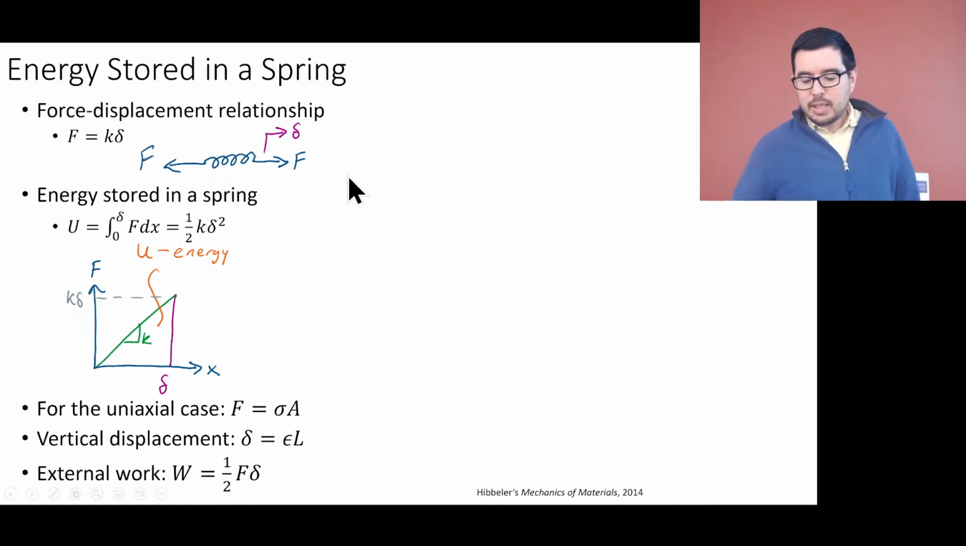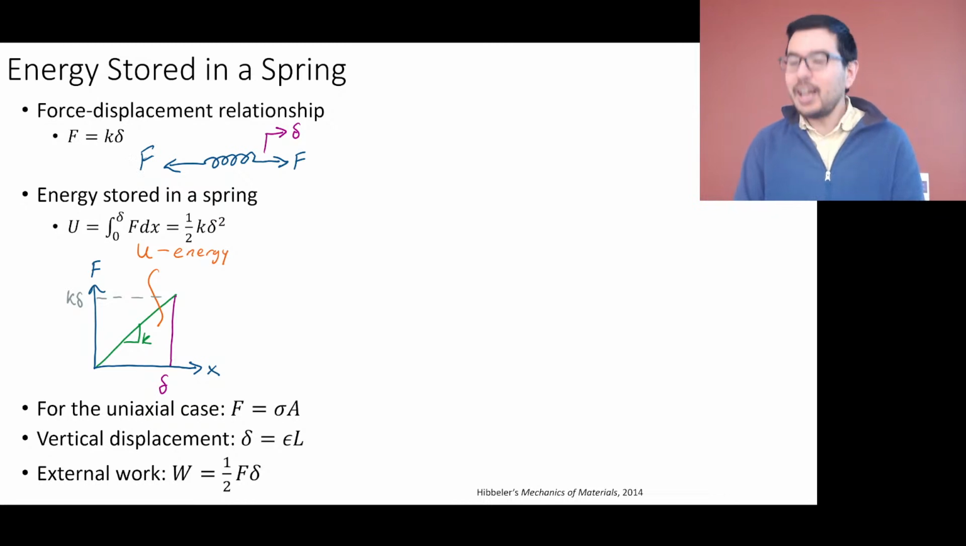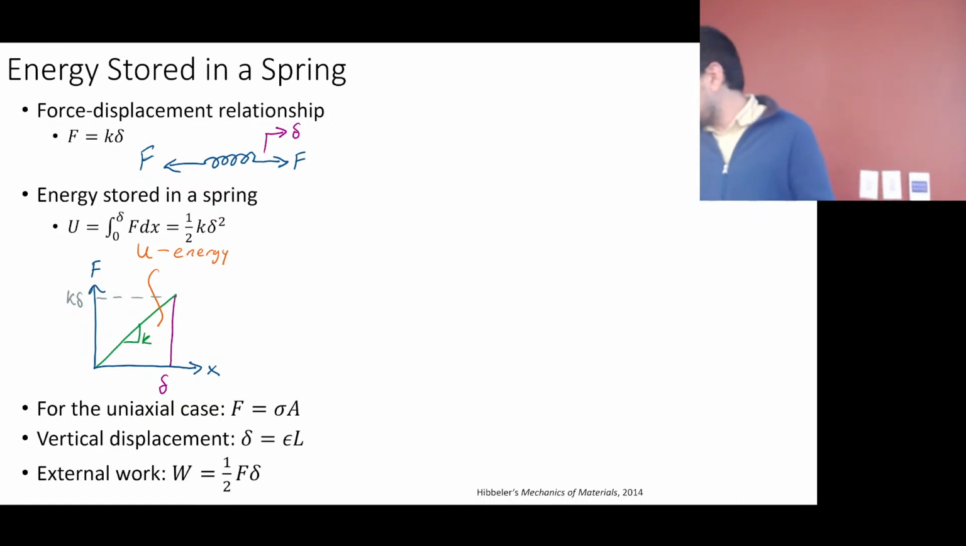What do we see here? We see that if we have a spring, we can say F equals K delta. You're like, how many times are we going to see springs in this class? I hope a lot, actually, because I think it makes the abstractions simpler.